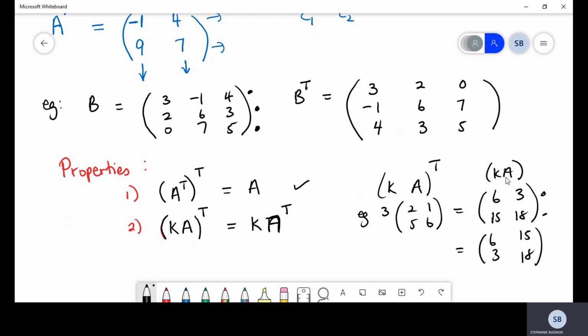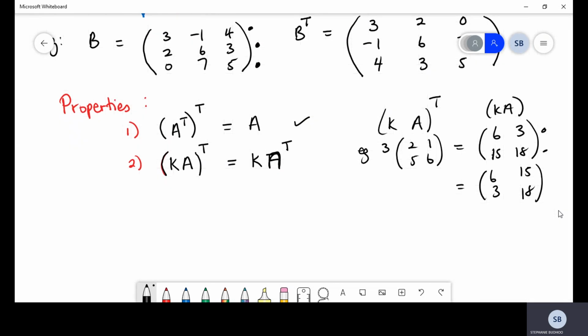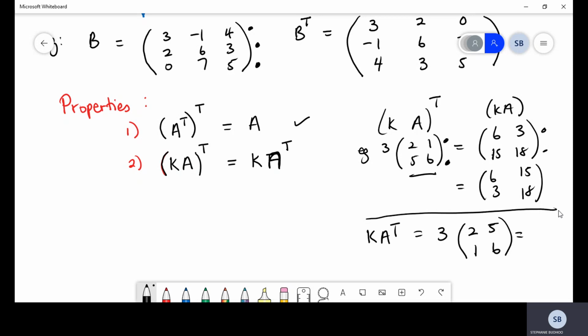Now, there's a second way you could have done this. You could have found k A transpose, meaning that you set that constant 3 alone, and the first thing you do is transpose, and then you multiply by 3. So if our matrix were 2, 1, 5, 6, if I transpose that, I'll get 2, 1 here, and then I'll get 5 with 6. And then if I were to multiply after, I'll still end up getting 6, 15, 3, and 18.